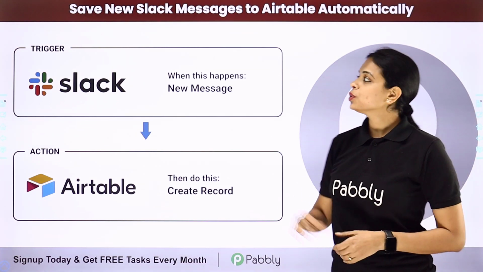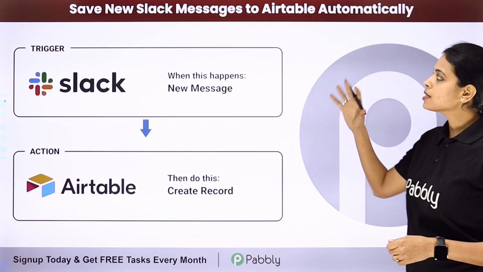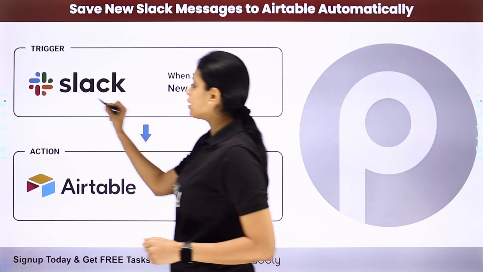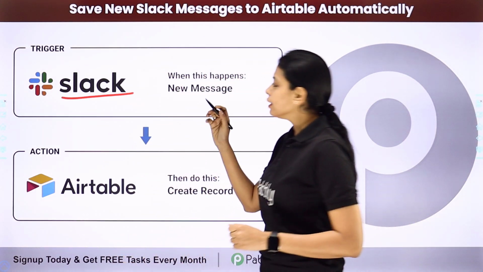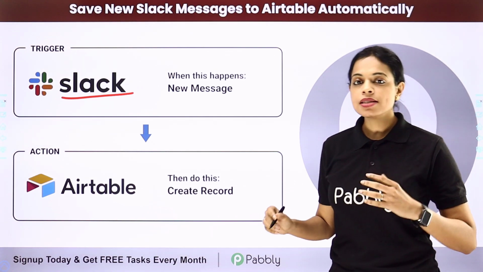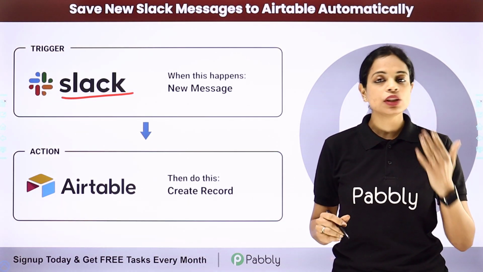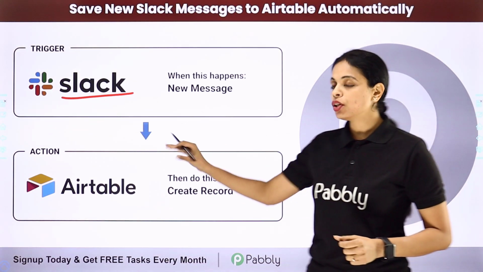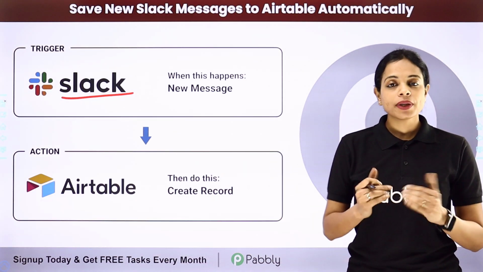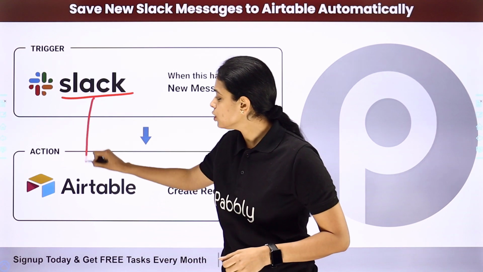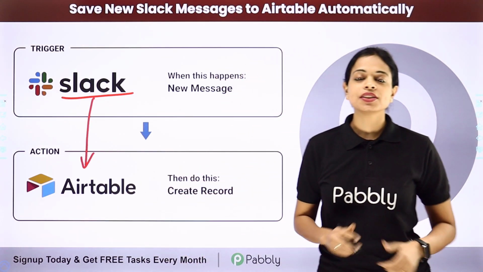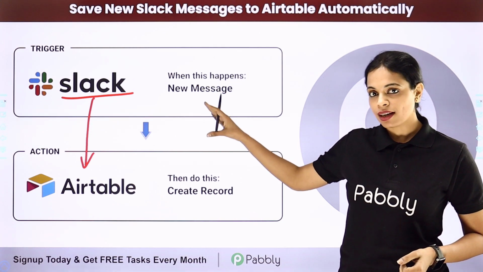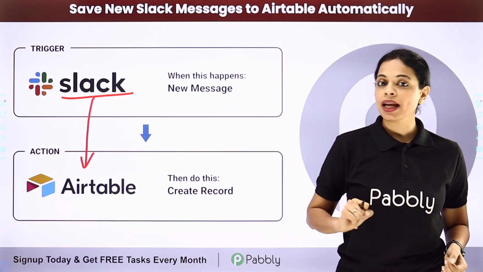In this video, we are going to see how to save new Slack messages to Airtable automatically. So let's say that you're using Slack as a social messaging app and you want that every time a new message is posted by any of your team members, then that particular message should be stored in your Airtable sheet. Now, how can that be done? For this, you will have to integrate the two applications, and the same thing can be done using Pabbly Connect software. So here your trigger application would be Slack and your action application would be Airtable.